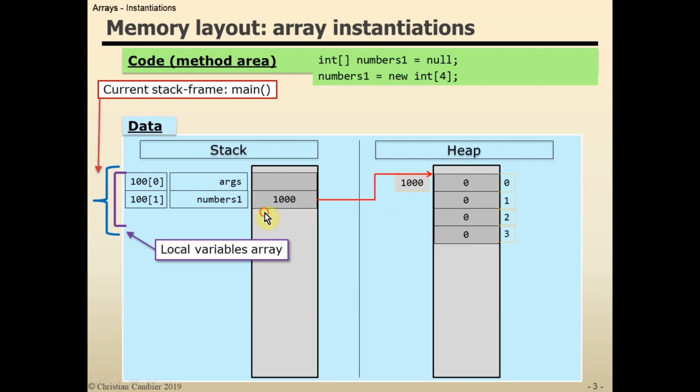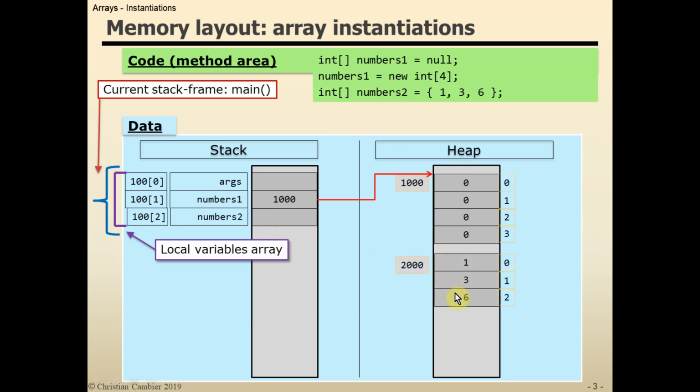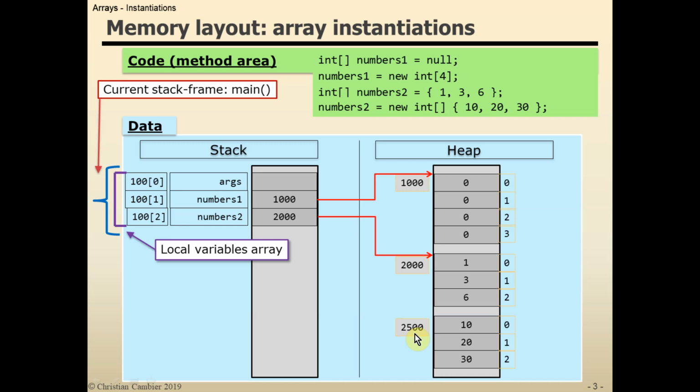Then numbers2, similar to numbers1. So variable stored on the stack, creation of a new array of 3 integers at address 2000, of which each element is immediately initialized with the values 1, 3, and 6, and numbers2 referring to that array. With the creation of the third array at address 2500, and I repeat, these are all fictional numbers, numbers2 refers to that new instance. Note that the previous array is not referred to anymore. That array is now eligible for garbage collection.